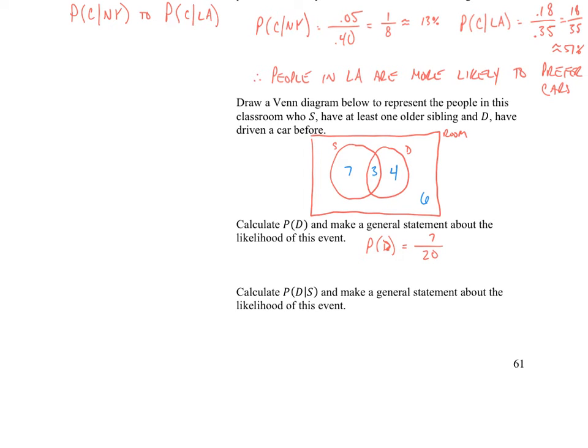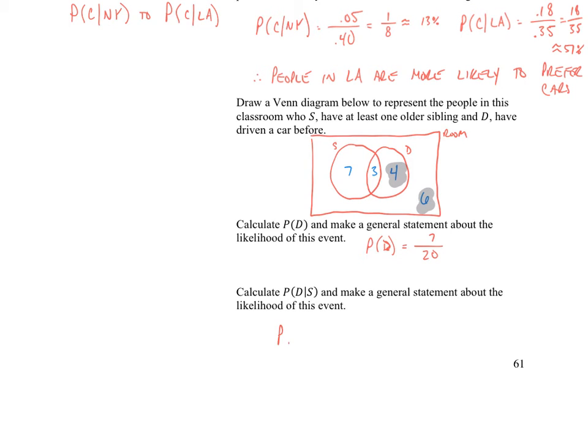Now, how does this change if we ask this question instead? What's the probability that someone has driven a car before given that they have an older sibling? This changes because now we only care about people who have had older siblings, and so we can gray out the group of people who don't have older siblings. These people don't count. They don't have older siblings. These people don't count. They don't have older siblings. So what we're asking is, of the people who have older siblings, how many of them have driven a car before?